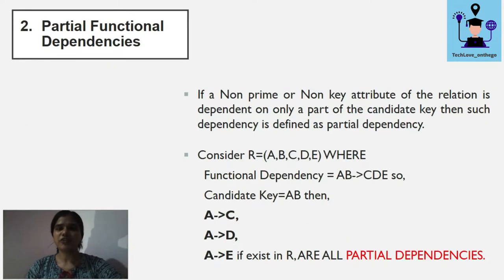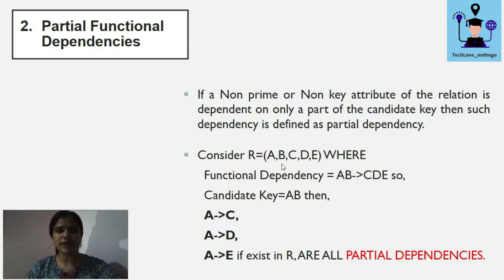Next one is partial functional dependency. If a non-prime attribute or a non-key attribute of the relation is dependent on only a part of the candidate key, please consider this, only a part of the candidate key. That's why it is partial. Such a dependency is defined as partial dependency.